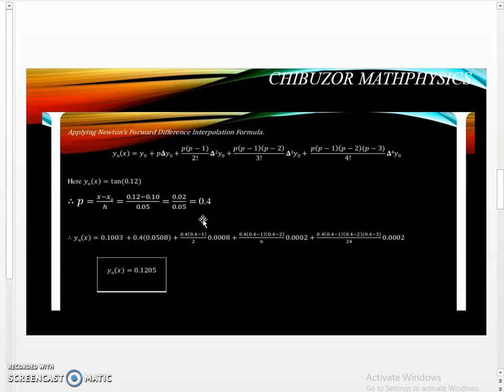We will simply have y naught plus 0.4, which is our value for p. Multiply this by the first difference and follow suit until we reach the fourth, as we have in the table, so that our y of x will be given by 0.1205. And that's how we deal with Newton forward interpolation. So let us now consider Newton backward interpolation.